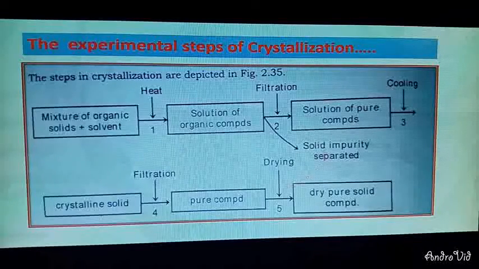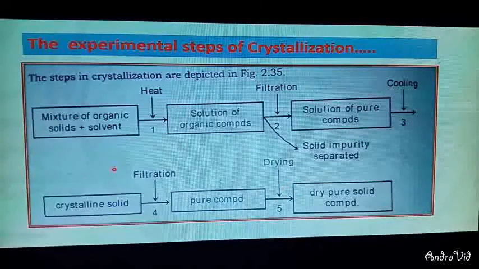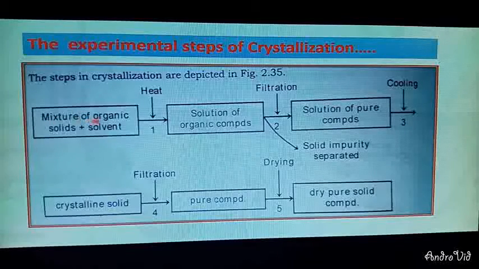Right now I would like to say something about the experimental steps of crystallization. This slide indicates the experimental steps of crystallization. For the first time you have to take a mixture of organic solid and solvent, then you have to add heat. When you add heat, these solid organic substances will dissolve in the solvent. By this way they will produce an organic compound. This compound can contain impurities in addition to it.